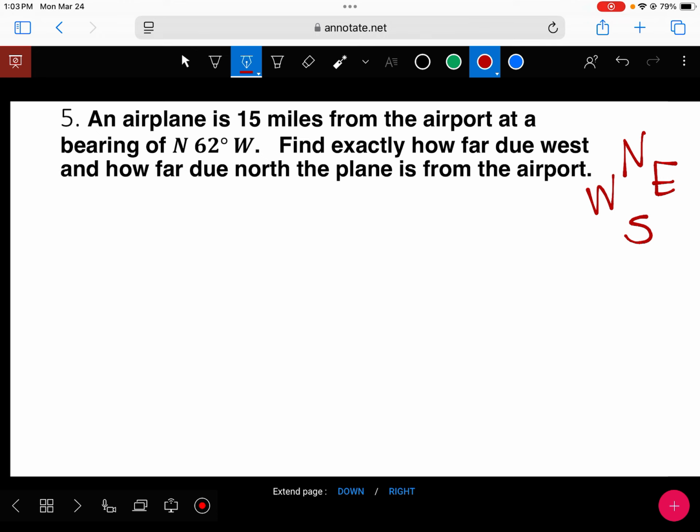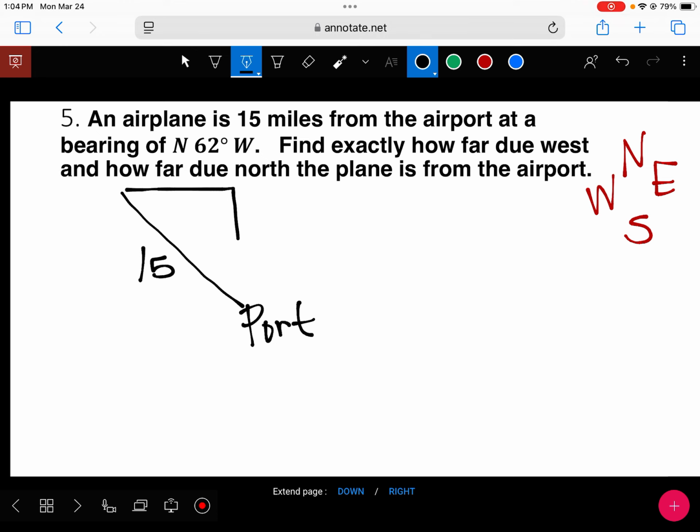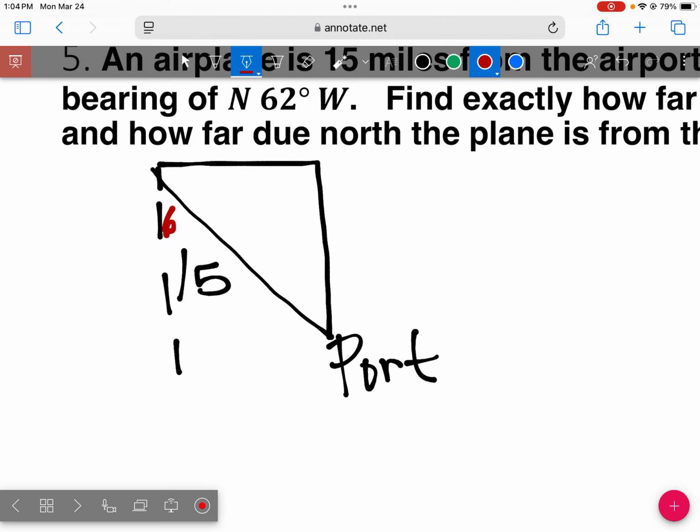Okay, so we have our airplane. So this is our airport, and actually, let me put it over here because it's going northwest. So we have our airport, and it's going northwest 15 miles, and it gave us our bearing. And the bearing is always with the vertical. So the bearing that they gave us is really here. But that's a very ugly drawing. Let me make that a little bit better.